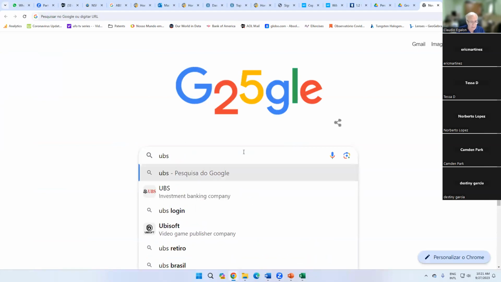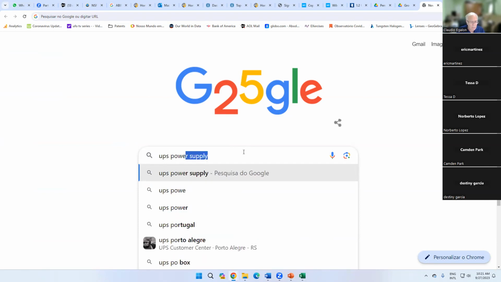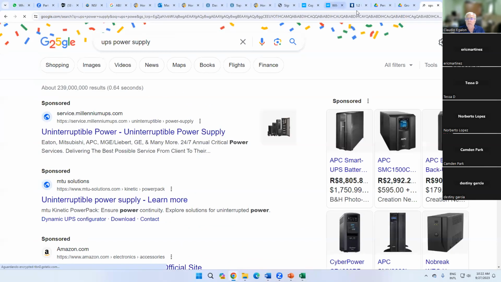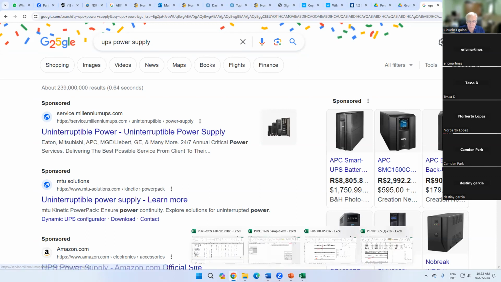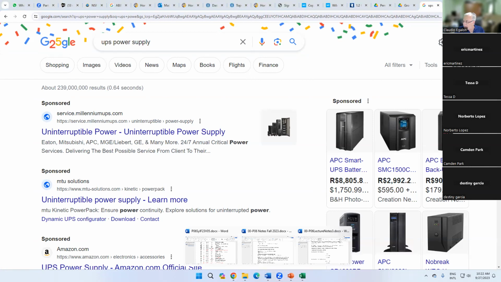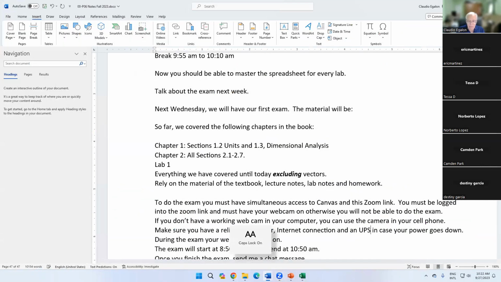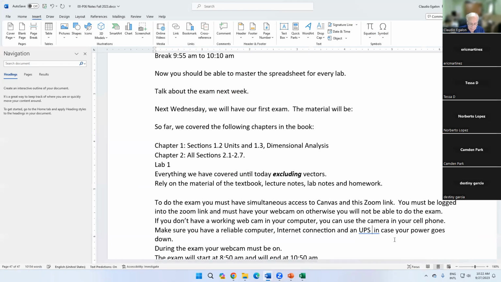Let's take a look at it. UBS, no, UPS, right? UPS power supply. Here you go. It's not UBS. It's UPS. Uninterruptible power supply. Okay, that's what it is. Let me correct that. UPS. Okay, uninterruptible power supply.